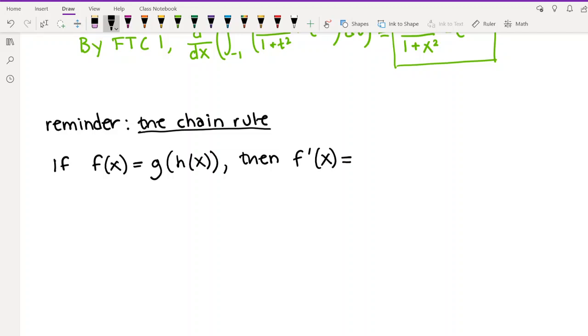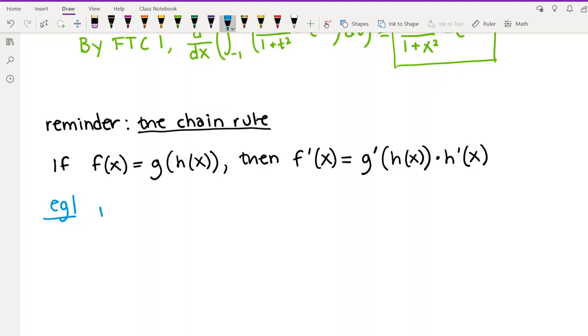Well, it has kind of two parts to it. So the first part is that you take the derivative of the outside function, so g prime of, and then you leave that same original input on the inside, so g prime of h of x. And then you multiply that with the derivative of h of x. So maybe let's do a quick example of this just to refresh your memory on how it works.